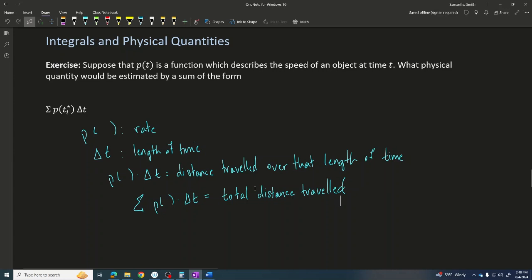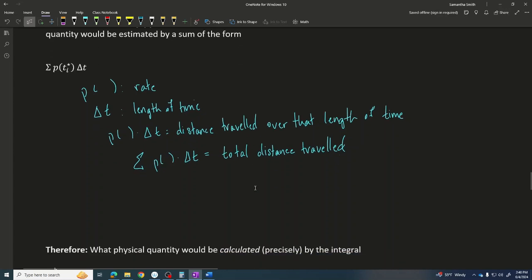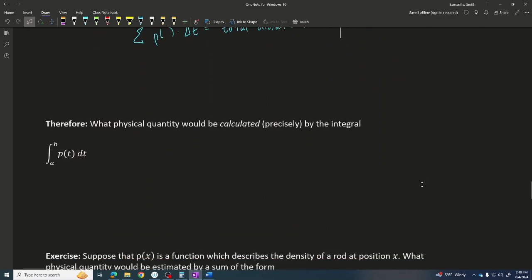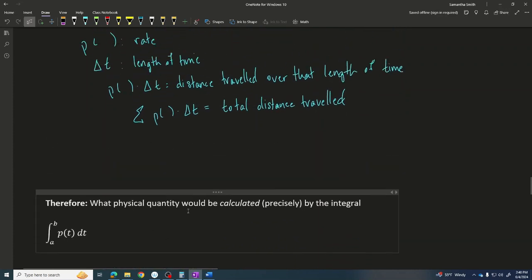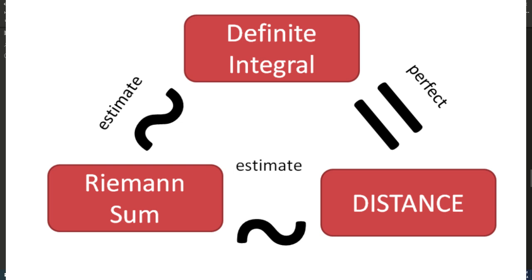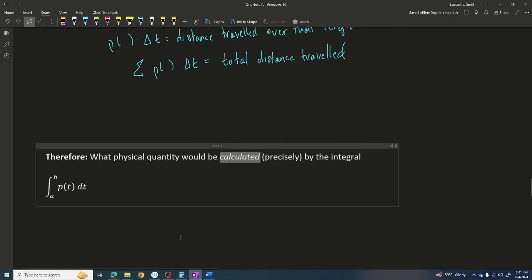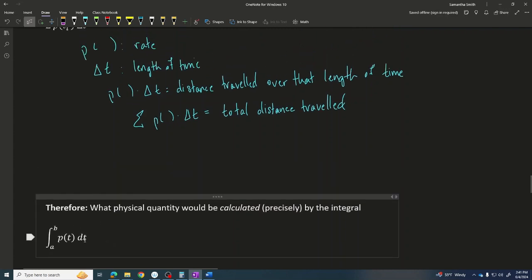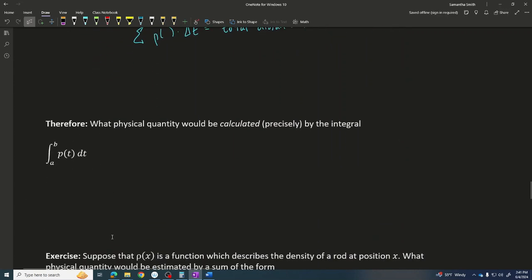However, we observed in that first episode that as we collect more and more data and our data points get closer and closer together, in other words, as delta t approaches 0, as that Riemann sum transforms into an integral, that Riemann sum goes from estimating the distance traveled to calculating the distance traveled. What physical quantity would be calculated by this integral of speed with respect to time, p of t dt? This would also be a perfect calculation of distance traveled.